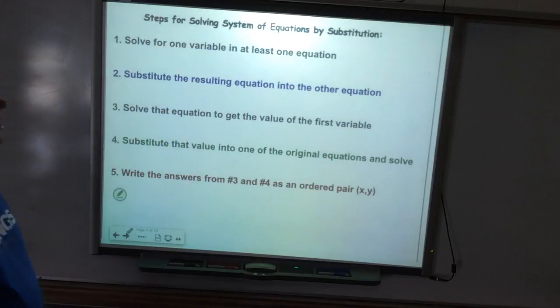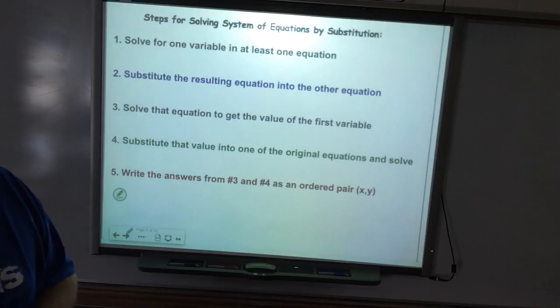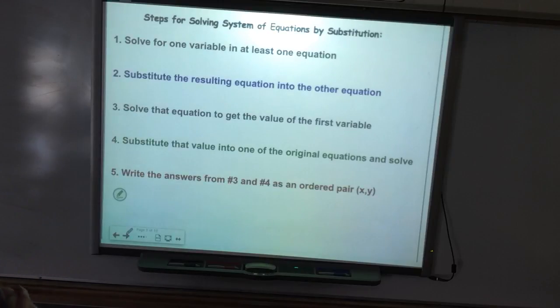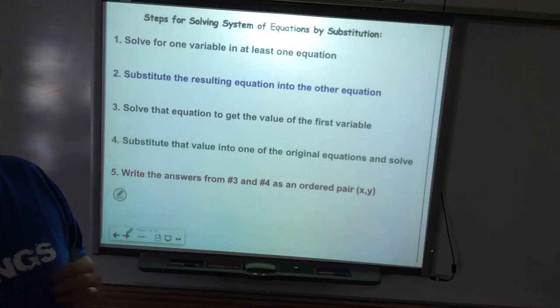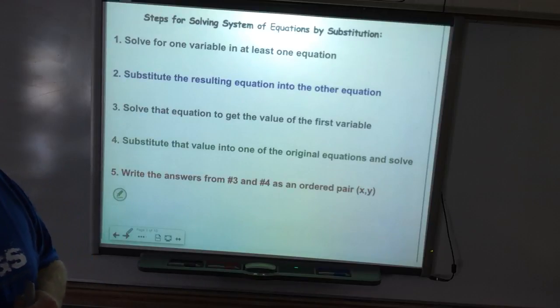We're warmed up. Now I've written out these steps for solving a system of equations by substitution. I want you to pause, write these down, and then we're going to talk about them and show you how that is done. Okay, so go ahead and pause right now and write them.